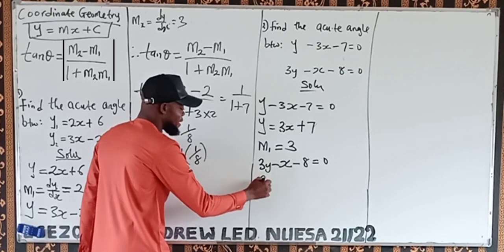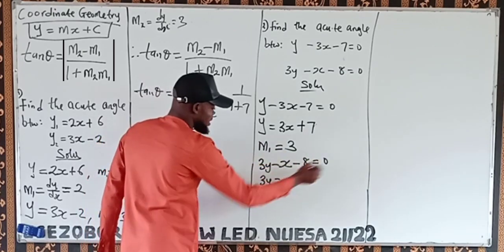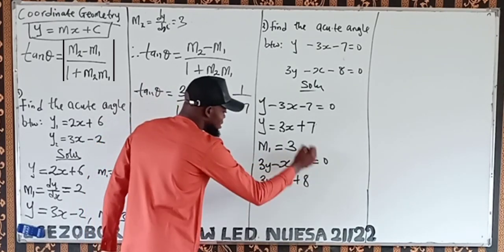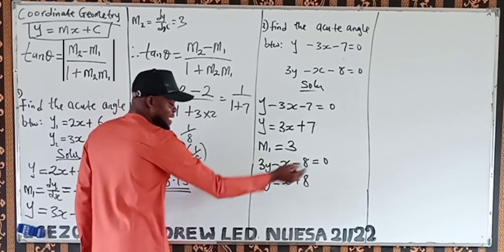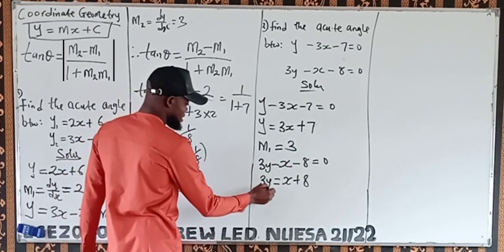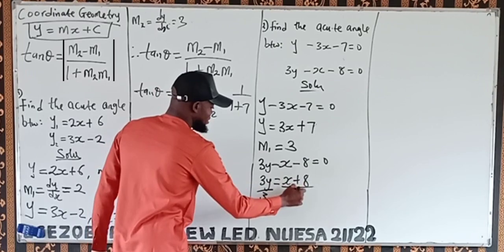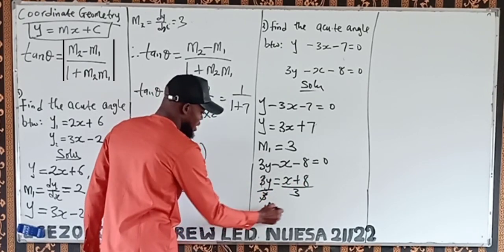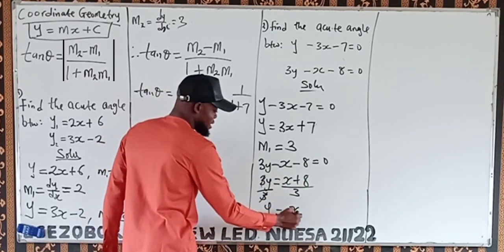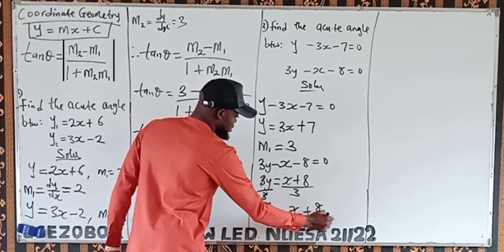So making y the subject, 3y is equal to, moving it to the other side, x plus 8. Then the next thing, we are going to divide everything by 3. Divide this one by 3 and divide everything here by 3. So this one will cancel this. y will be equal to x over 3 plus 8 over 3.